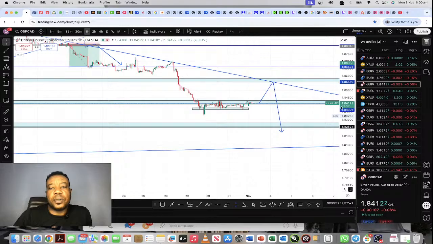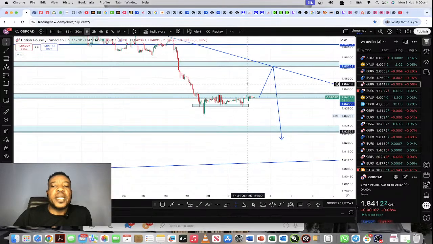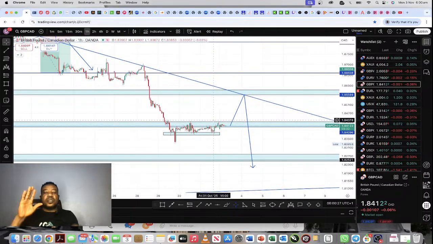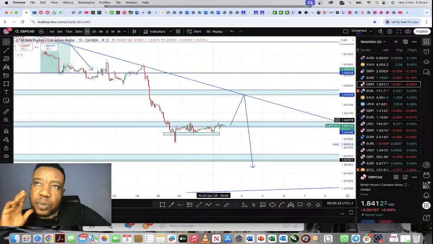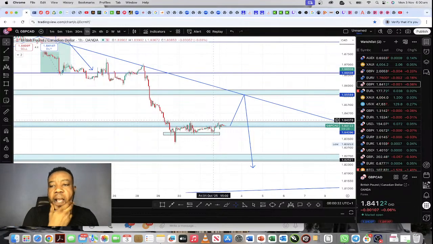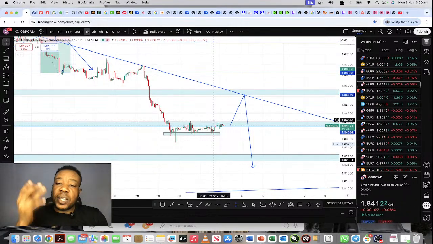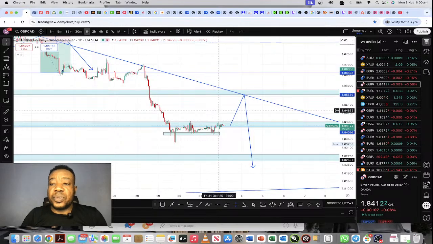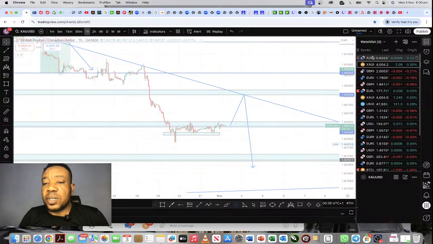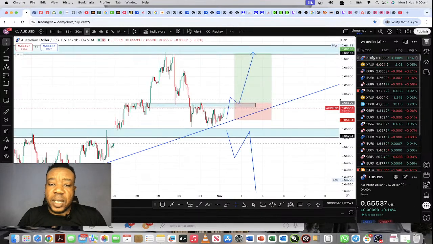All right, so that's my top 5 setups for the week. Now I'll keep monitoring them to see how they move, how they react, so that I can be able to take advantage.